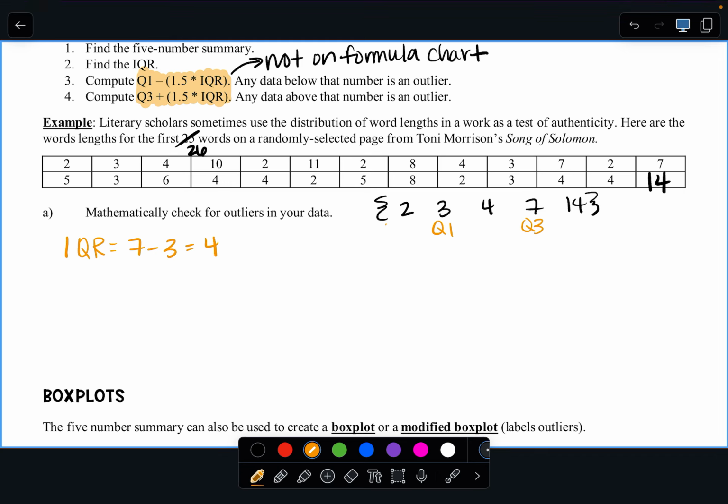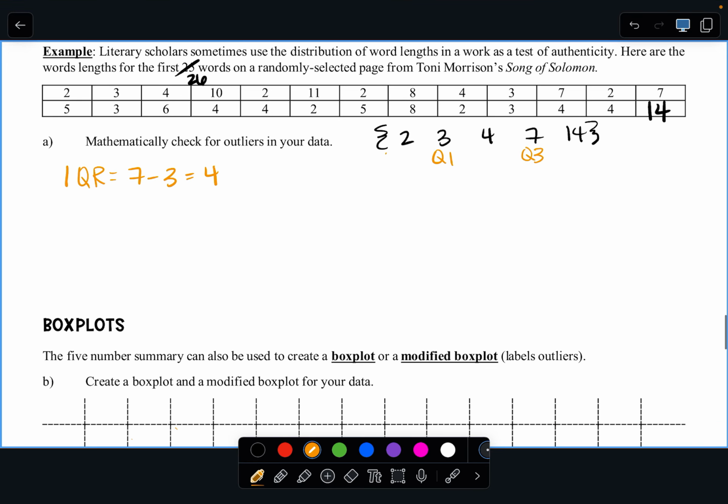And if this happens to be an FRQ question, you have to show all of your work. So you don't have to necessarily say 7 minus 3, but you need somewhere on your paper for it to say IQR equals 4, because they will want to see that. Now, once I do that, I'm creating boundaries. I'm going to have a lower bound. I'm going to have an upper bound. And anything that falls within this range is acceptable.